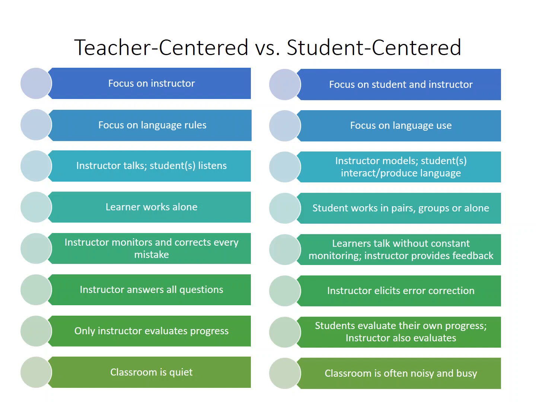They evaluate progress and answer all questions, while in student-centered classes, learners talk and the instructor provides feedback afterwards, often by having the student correct themselves, and students work with teachers to evaluate their progress. Instructor-focused classrooms are quieter, while student-focused ones are often noisy and busy. Now that you understand the differences between the two approaches, let's see why we prefer a student-centered approach for language training in our student population.